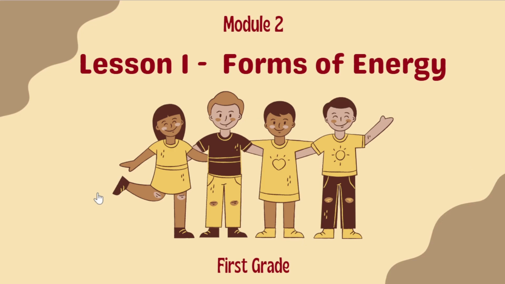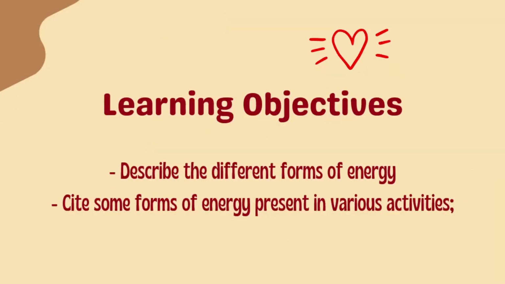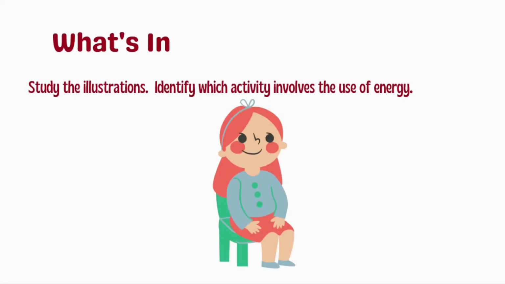Okay, good. Our learning objectives today are to describe the different forms of energy and cite some forms of energy present in various activities. Are you ready? Okay. Now let's move on to our first activity, What's In? Study the illustrations. Identify which activity involves the use of energy.